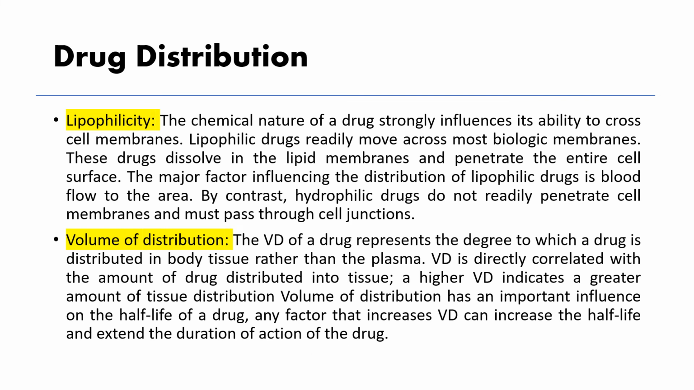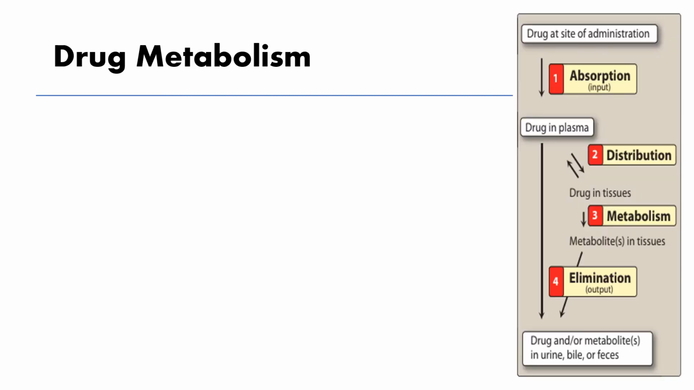Then we have volume of distribution. The VD of a drug represents the degree to which a drug is distributed in body tissue rather than the plasma. VD is directly correlated with the amount of drug distributed into the tissue. A higher volume of distribution indicates a greater amount of tissue distribution, and the volume of distribution has an important influence on the half-life of a drug. Any factor that increases the volume of distribution can increase the half-life and extend the duration of the action of a drug. Step number 3 is metabolism.